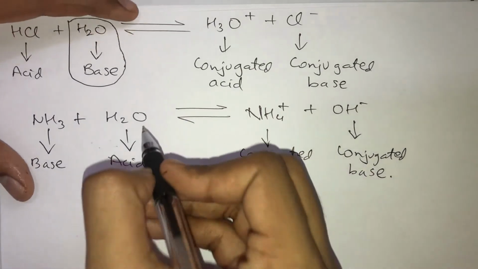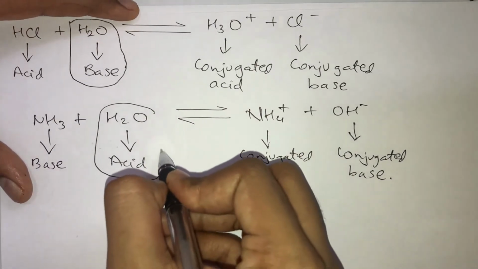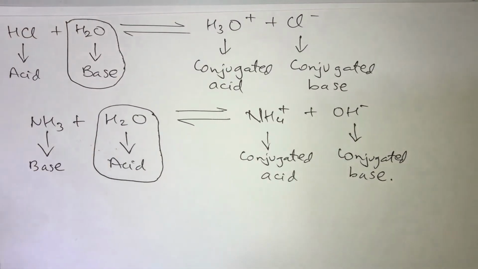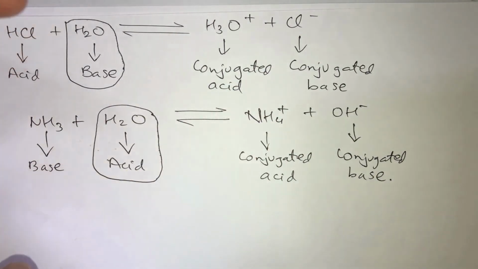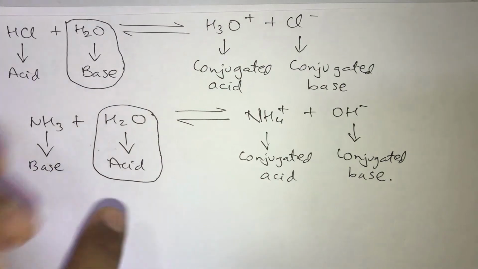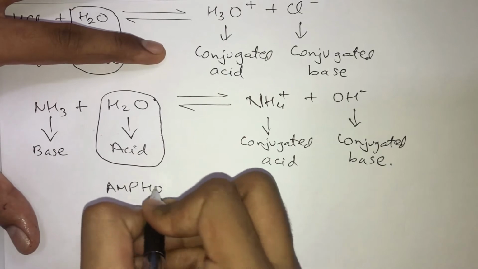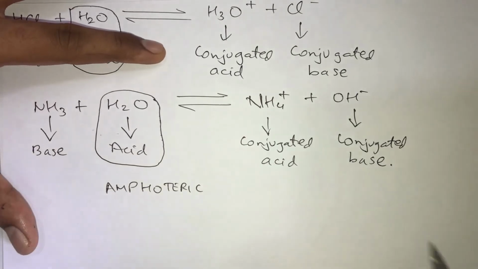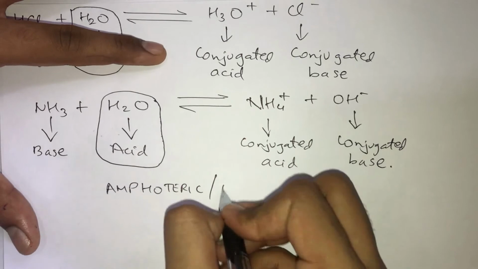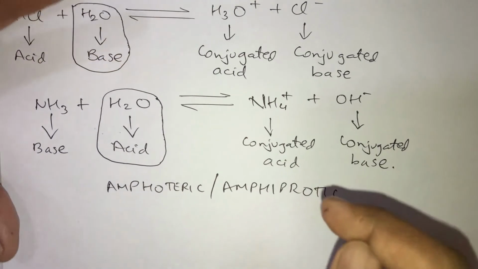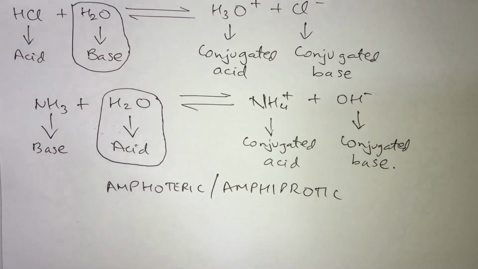Now here H2O is acting as an acid, whereas in this equation H2O is acting as a base. So such substances which act like a base as well as an acid are called amphoteric substances or amphiprotic substances. Okay, so the substances which act like an acid as well as a base are called amphoteric substances or amphiprotic substances.